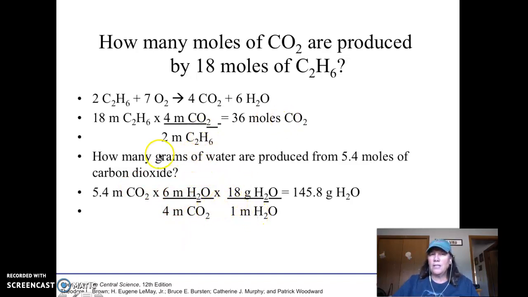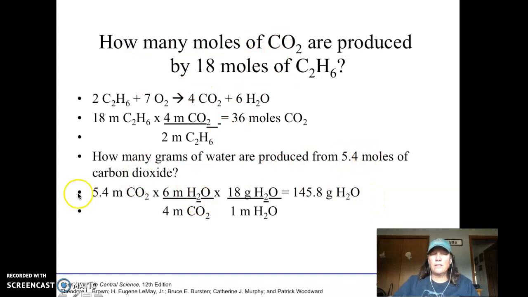Now, the question says how many grams of water. Up here I would quit at moles if that's all it wanted. But now I have to do one more step. One mole of water has a mass of 18 grams. That's like we did before. This is just a conversion. So I take 5.4 times 6 times 18 and I divide by 4 and I get 145.8 grams of water.